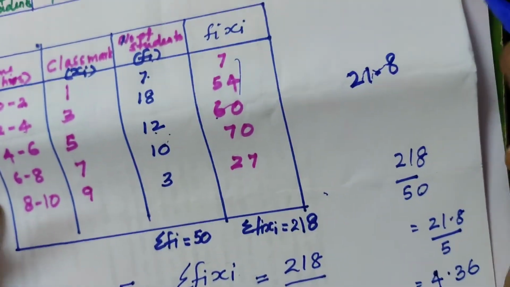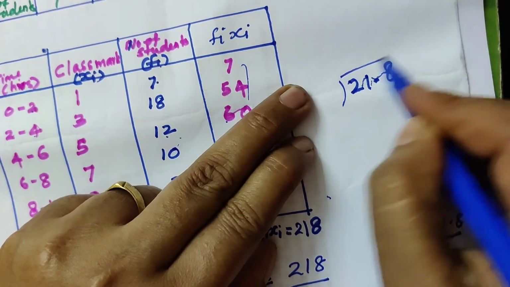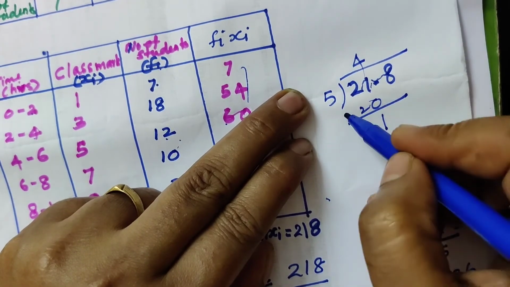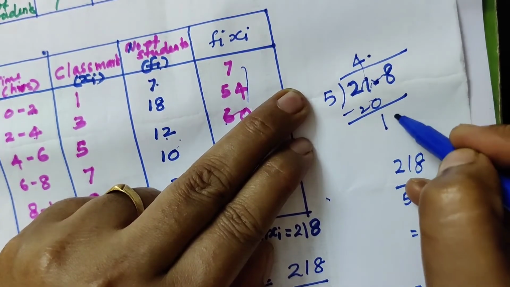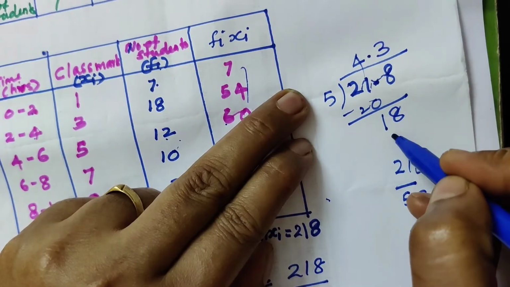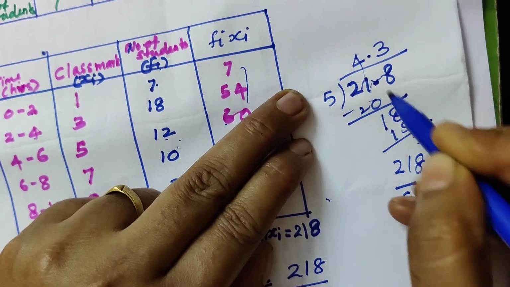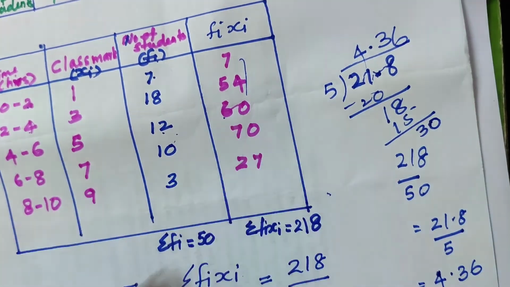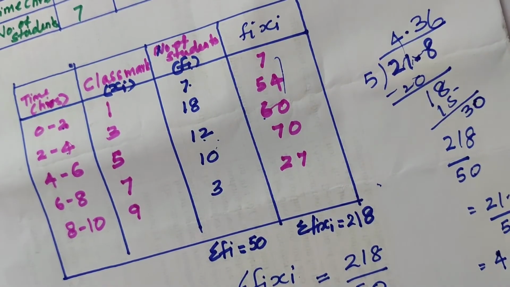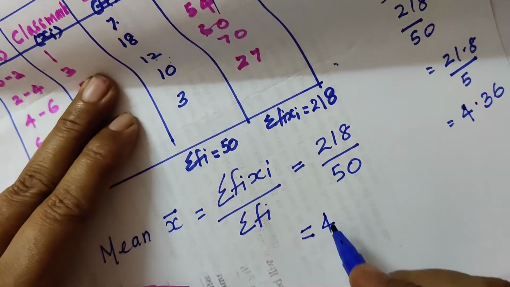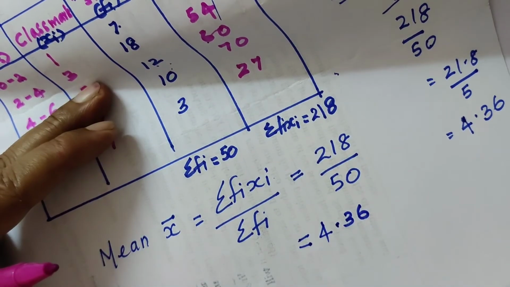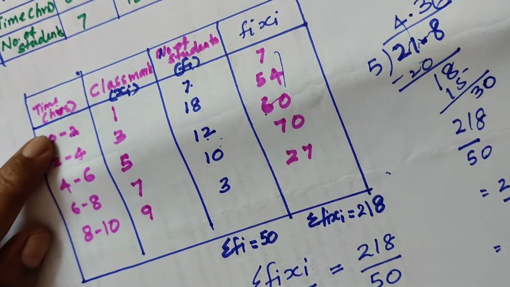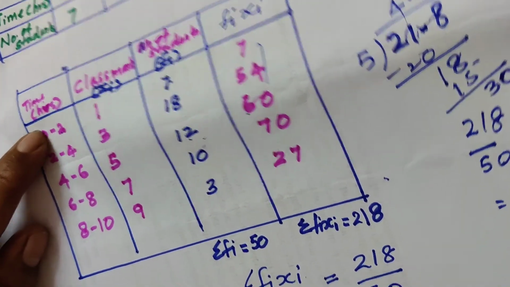21.8 divided by 5. If you don't know, you learn. 5 4s are 20. Then 1 you bring down, 1 is the remainder. Then you put the decimal point here and bring down 18. 5 3s are 15. Then 3 we put the 0, so we can add it at a time, 1 0, 30. So 6 5s are 30. So we will get 4.36.